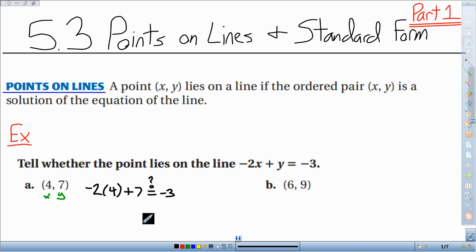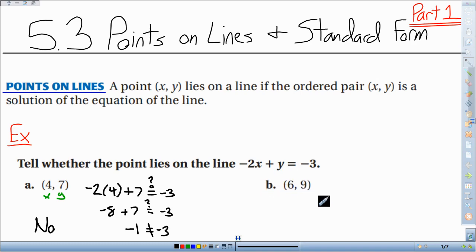All right, from here, some fairly simple math. It looks like we're getting a -8 plus 7. And again, we're wondering, does that equal -3? Well, you can see from here, we're getting a -1 on the left, okay? And that does not equal -3. Sometimes I like to just put a little cross through that, okay? So is this point a solution to the equation? Does it lie on the line of this equation? No, it does not.